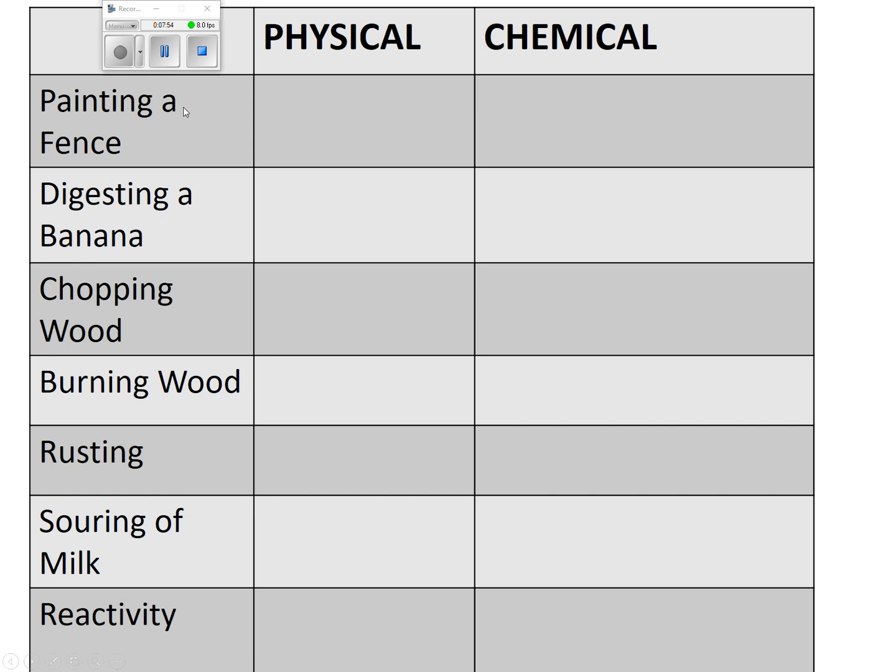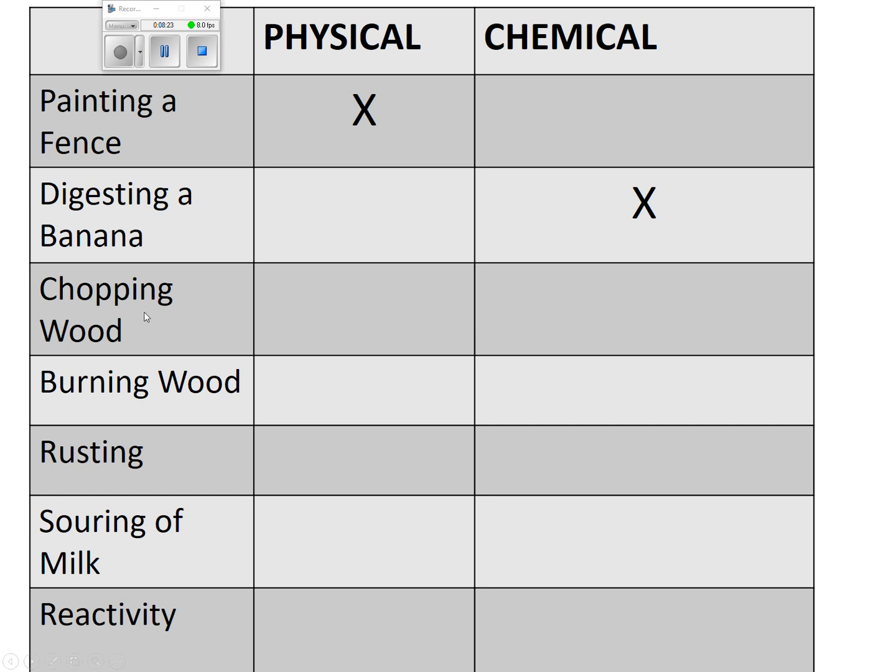All right, let's go over this. Let's see if you know it. Painting a fence, is that physical or chemical? That is definitely physical. Digesting a banana, is that chemical or physical? That's going to be chemical. Why? Because now the banana is no longer banana. It comes out differently. You break apart the bonds and you use the pieces of the banana in your stomach, your small intestines, and it gets delivered to all your cells. You don't deliver bananas to your cells.